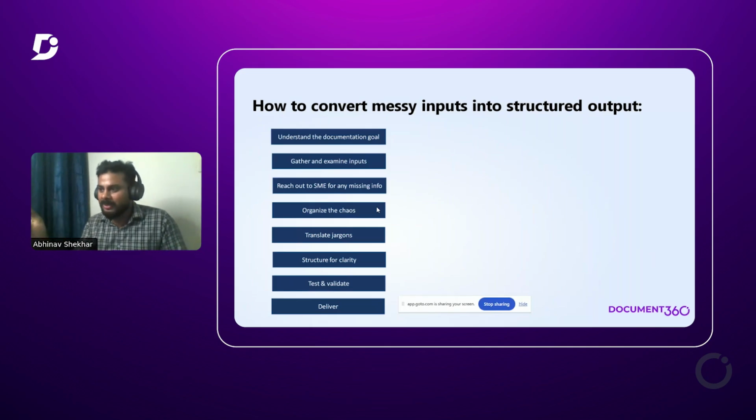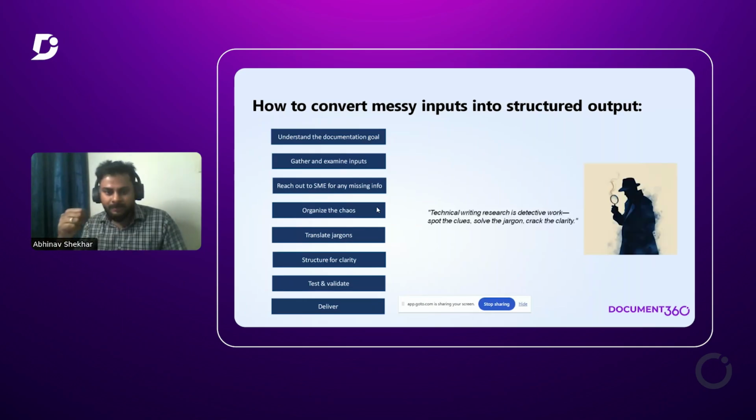So we'll go one by one. We'll have some examples in each of the steps, and we will see how to convert the messy inputs into structured output. This is the high level information that I have mentioned in this slide. The next slides will focus on each step, and we'll have some examples in the next slides, and then we'll see how each step proceeds further.